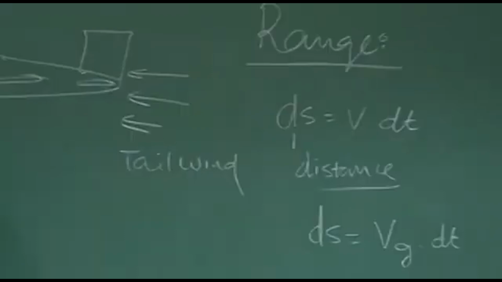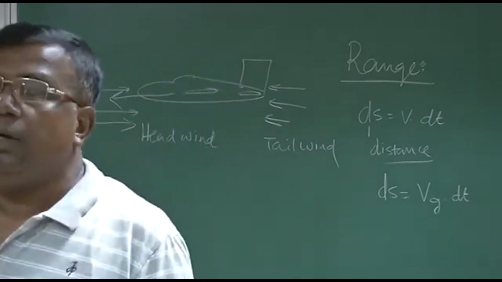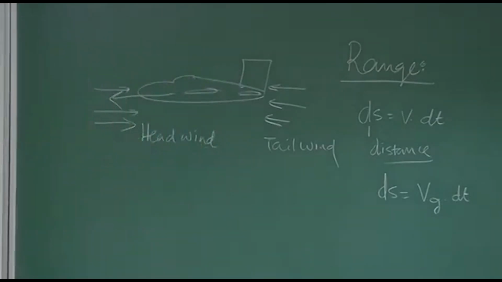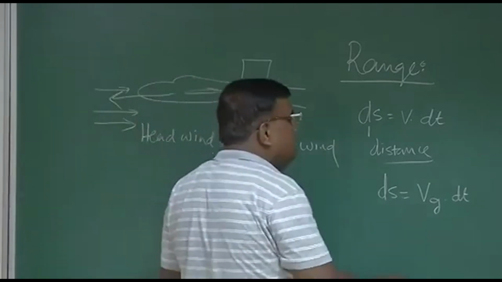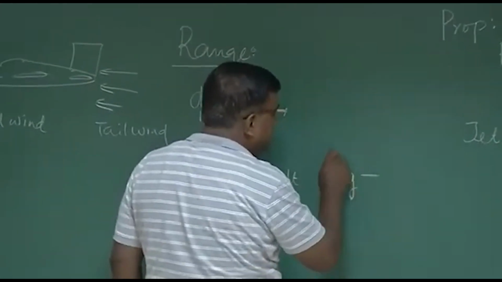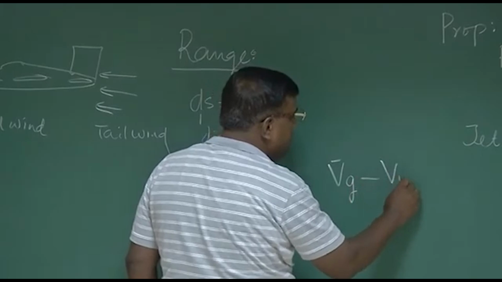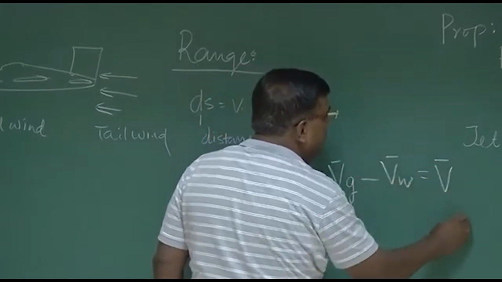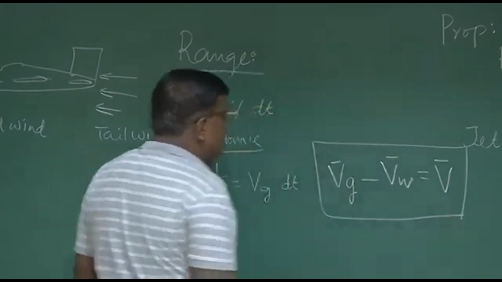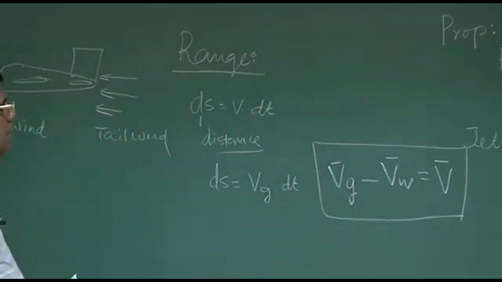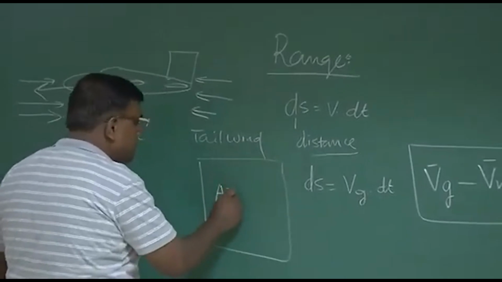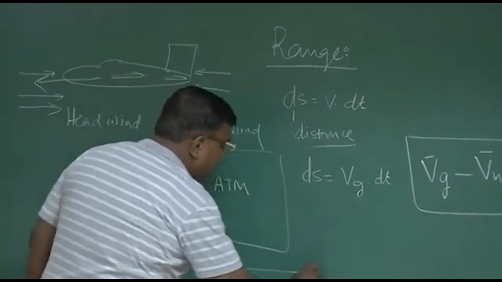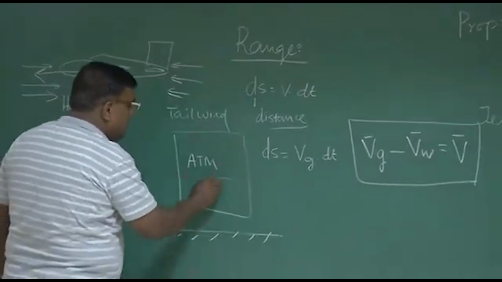So this was not incorporated because we are all working in standard atmosphere, where we assume that the atmosphere is still. There is no atmospheric wind. So what is the implication? The implication is very simple, that I can write the air relative speed minus VW will be the ground relative speed. So what is the difference? The difference is, if this is the atmosphere, say this is the atmosphere, this is the ground, and this is the vehicle.